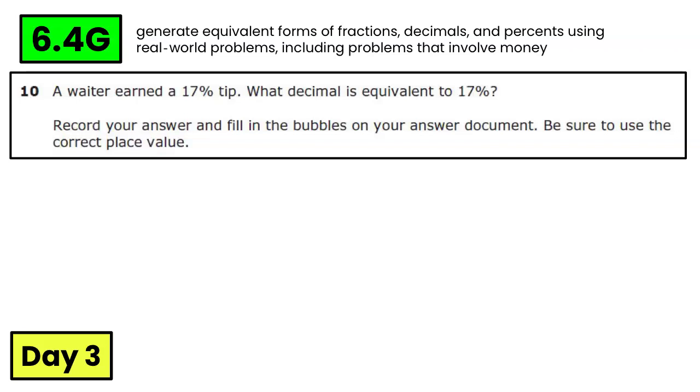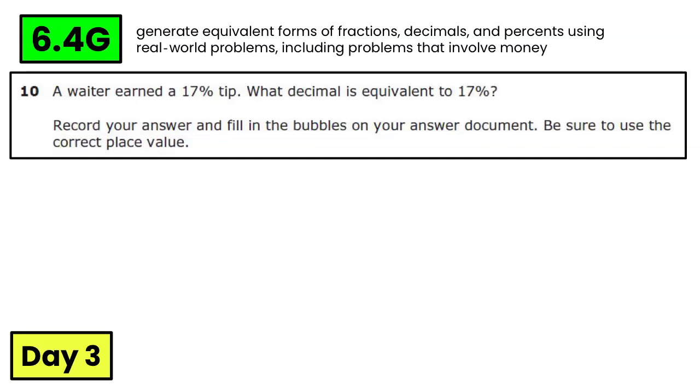If we look at this first released item, this would be strategies that you taught them on day 3 of this TEK, which would have been the previous day on Monday. This is a very simple problem as long as students understand the process. A waiter earned a 17% tip. What decimal is equivalent to 17%?